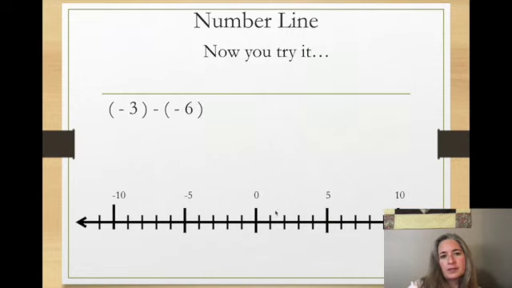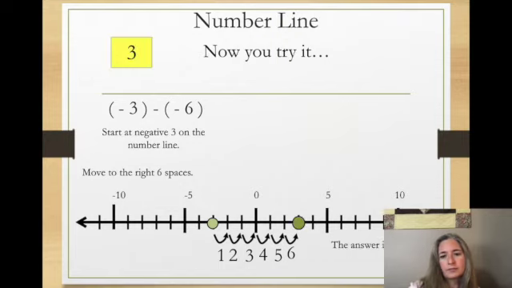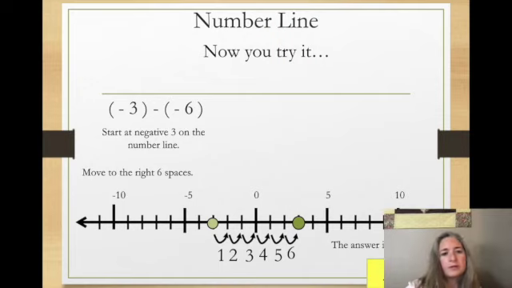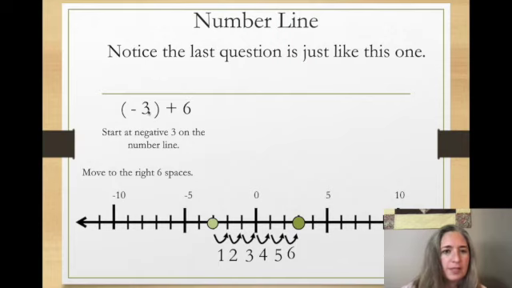So this one, you try it first. So negative 3 minus negative 6. And then we would start at negative 3. And then because of the minus and negative, we're going to move to the right 6 times. And we would get 3. So notice this question. If you look at the last one, you start at negative 3 and you add 6, basically. So it's really the same exact question as negative 3 plus 6.